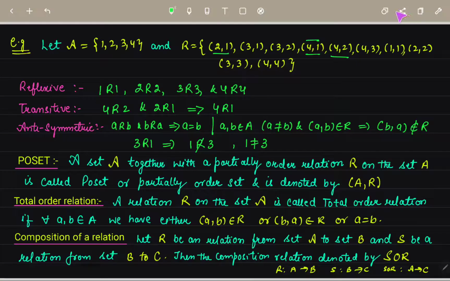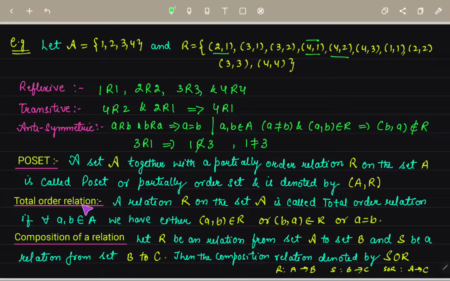So next is the POSET, definition of POSET. So a set A together with a partial order relation R on set A is called POSET. So that set which contains the set and the partial order relation together is known as the partially ordered set.